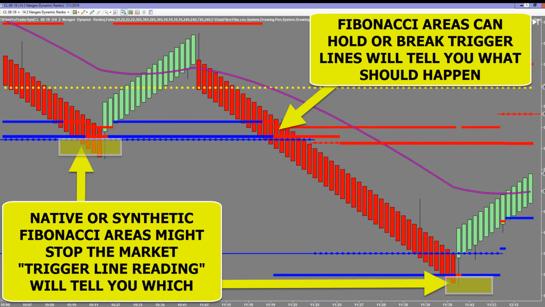Now, when we put together multiple supports and resistances, some of them are going to hold and cause the market to reverse, and then some of them are going to break. What we're going to do in this short lesson is show you exactly how to know what's going to happen next based on what you see right now. It doesn't really matter whether it's a native time frame fib or a synthetic fib from another time frame. Any of them have the opportunity to hold, and it's the combination of our fibs and trigger lines that's going to show you where the magic is.